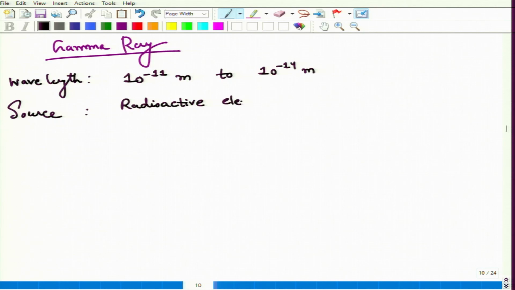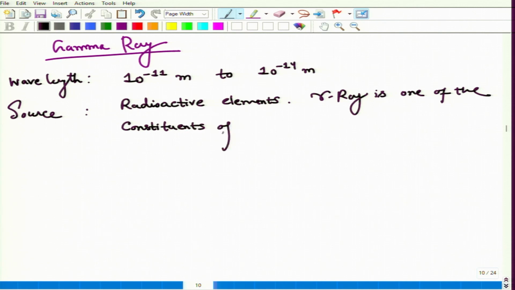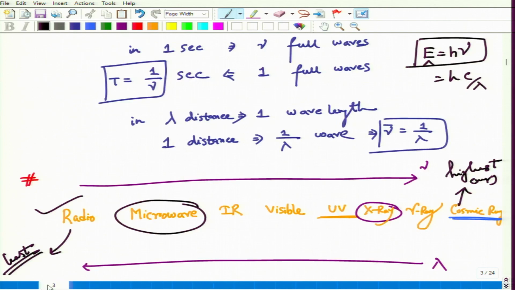So radioactive elements. So we can say this gamma ray is one of the constituents of cosmic ray. So actually gamma ray is also a cosmic ray. We differently tagged it as gamma ray. After gamma ray there is no different name. Those all are the cosmic rays.